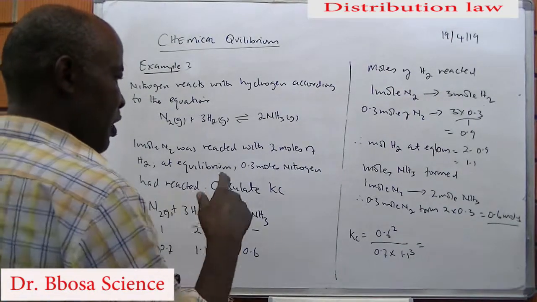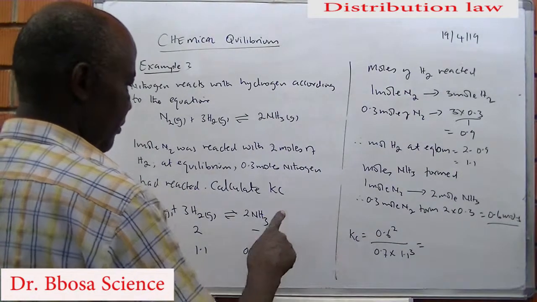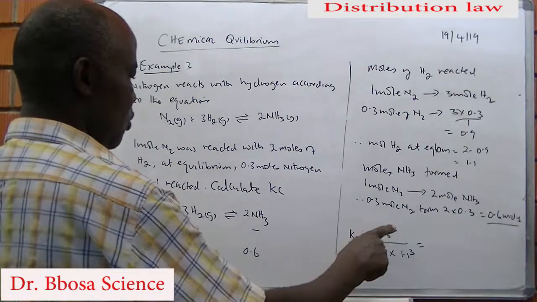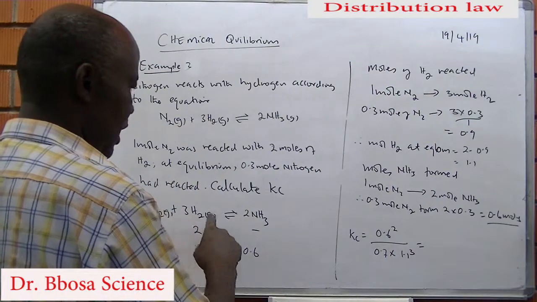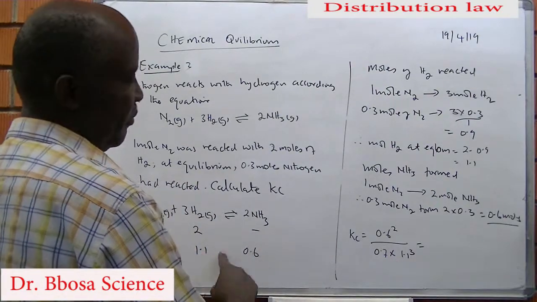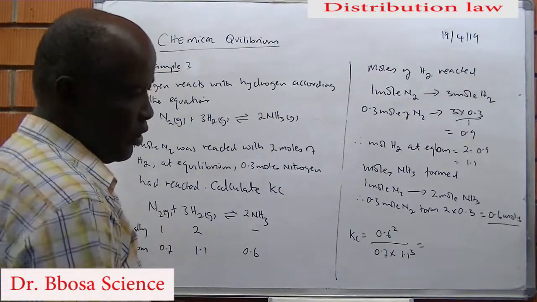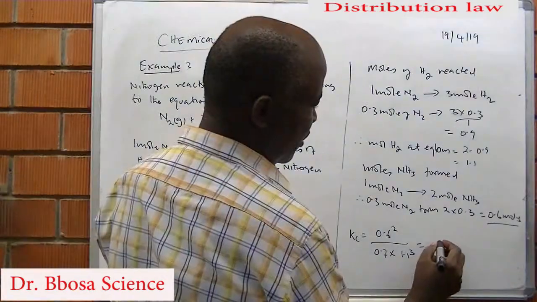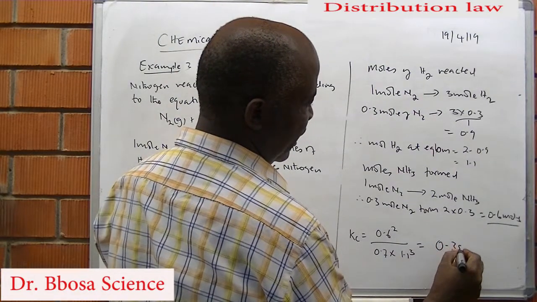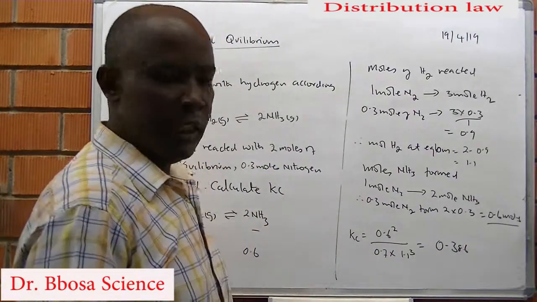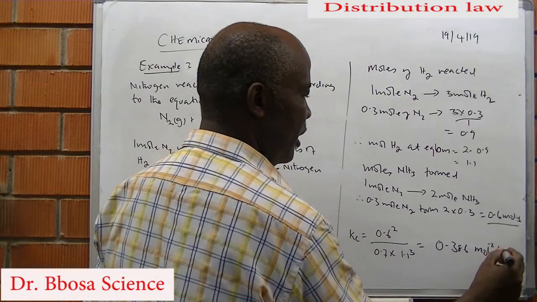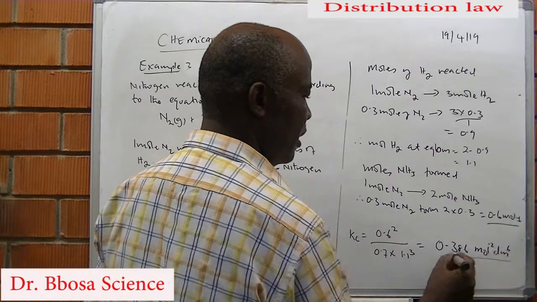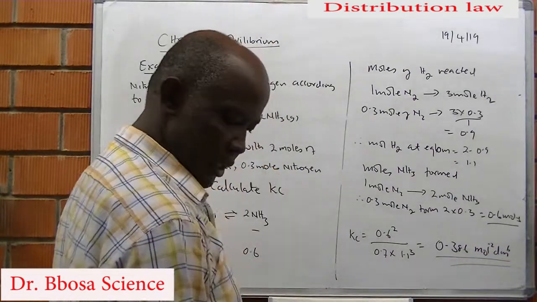Our Kc is equal to the moles of ammonia formed squared over the moles of nitrogen times the moles of hydrogen cubed, which is equal to 0.386 moles per decimeter squared to the power 6.